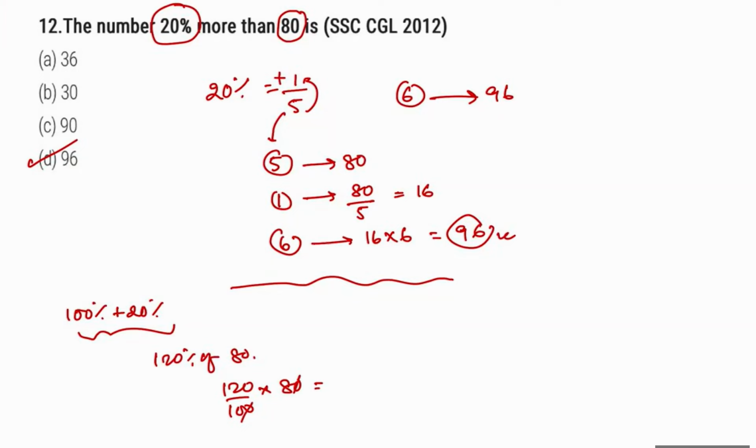So 120% of 80 is 12 into 8, which is 96. Simple fraction here works too, even for 120%.